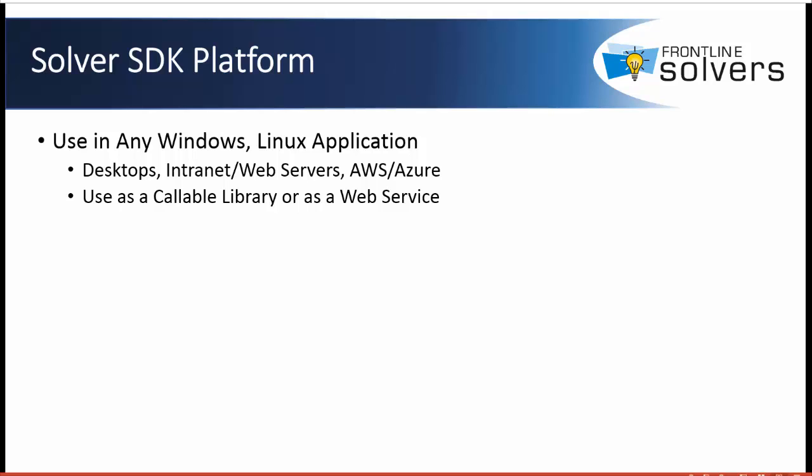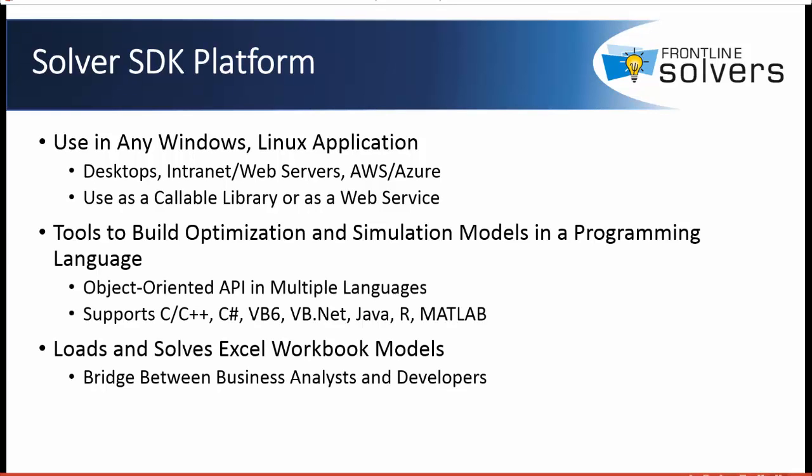You can deploy your SDK-based application in different ways: on a desktop, a corporate server, a web server, or you could deploy it where Solver SDK is on one server and your application is on another. In order to build an optimization or simulation model, you can use the object-oriented API in the supported languages where the APIs are available. Solver SDK Platform supports programming languages such as C, C++, C#, VB6, VB.NET, Java, R, and MATLAB.